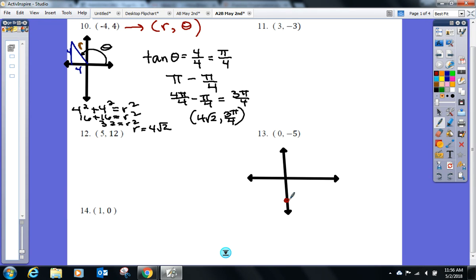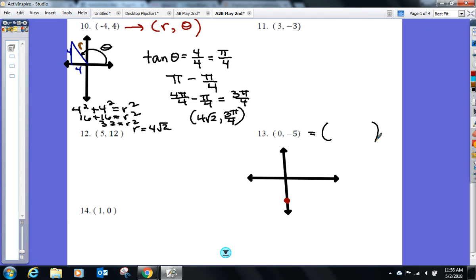Right here? Okay, if it's on the line, no triangle should be drawn. Your R value is the distance from the origin to your point. What's that distance right there? Distance, so I shouldn't hear a negative number come out of your mouth. Distance, 5.